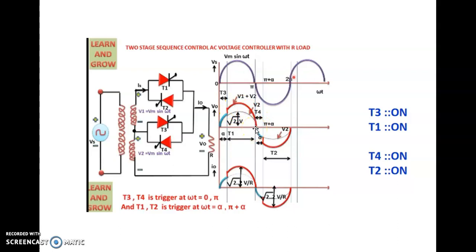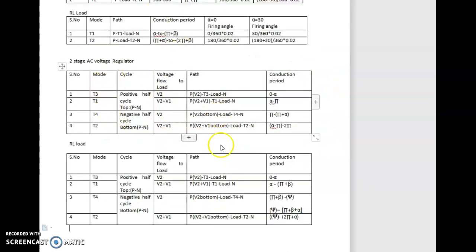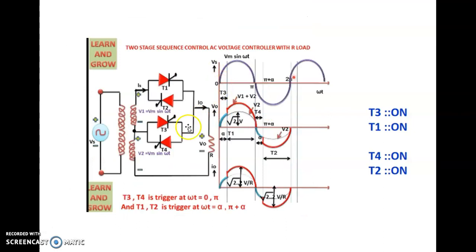Similarly, for the negative cycle also, T4 first, then T2. So four thyristors are working in operation. Look at this period. I have explained 0 to alpha, 0 to alpha is conducted in this period.